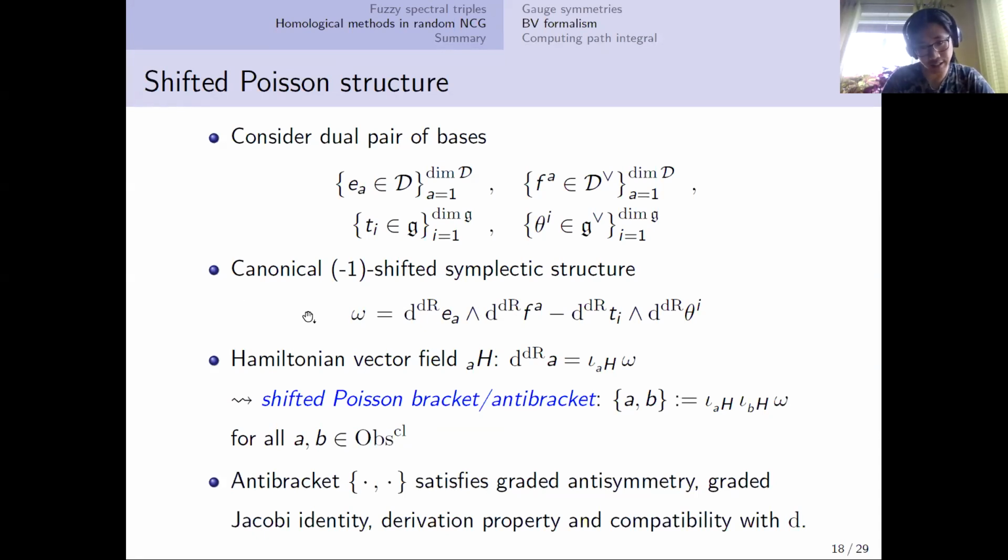And as one does in commutative geometry, one can get a Poisson bracket from the symplectic structure by using the Hamiltonian vector fields. A Hamiltonian vector field is defined by this equation here: applying the de Rham differential to A should be the same as contracting the Hamiltonian vector field corresponding to A with the shifted symplectic structure. So the shifted Poisson bracket, or antibracket as it is called, is simply given by contracting with these Hamiltonian vector fields. This antibracket indeed satisfies graded antisymmetry, the graded Jacobi identity, and the derivation property, together with some compatibility conditions with D, which is nice.